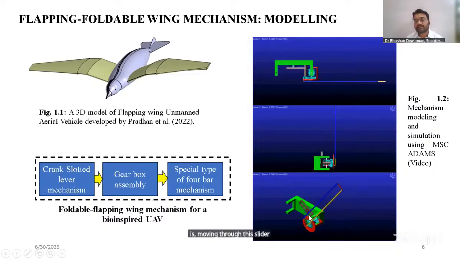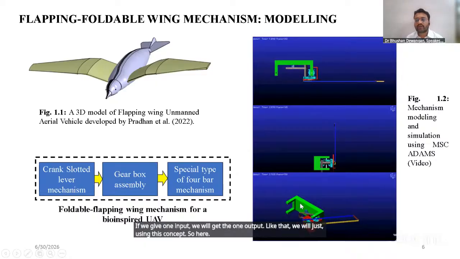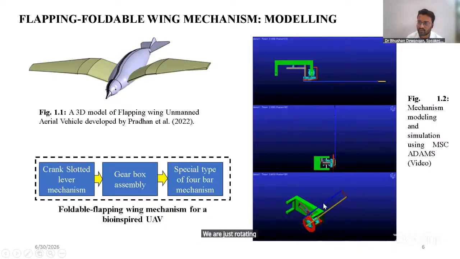I think that all the audience are from mechanical. So this is a kind of inversion of the 4-bar mechanism. If we give one input, we will get one output. We are using this concept. Here, the crank rotation means we are rotating it through some DC motor.